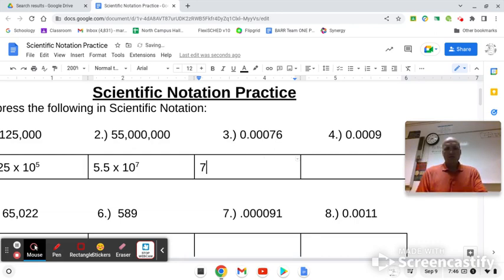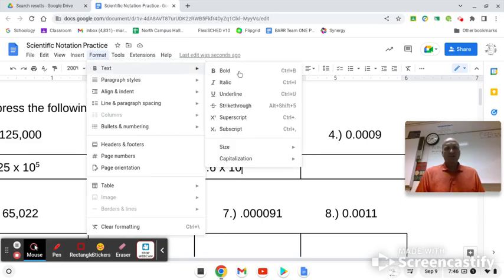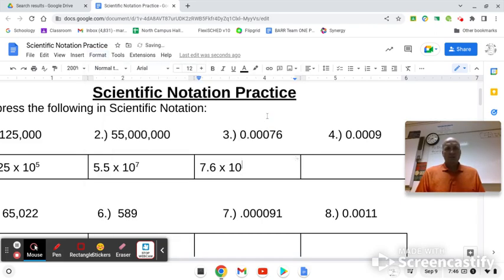So my coefficient is 7.6 times 10. Now here it's going to be to the negative 4th. So because I moved it to the right, it's going to be to the negative 4th. We go Format, Text, superscript, negative 4. Okay. So that's this number in scientific notation.